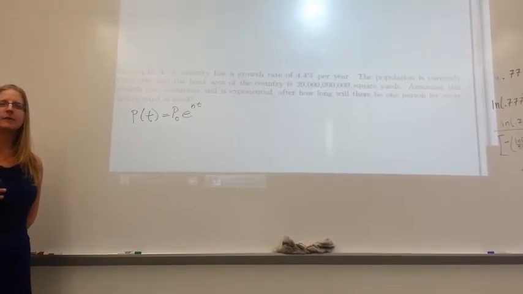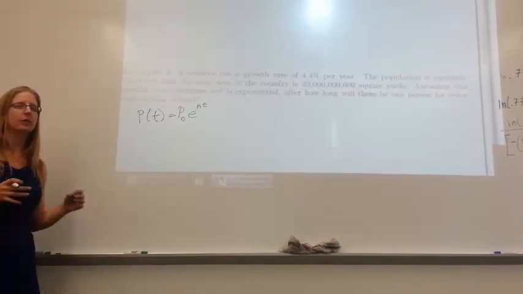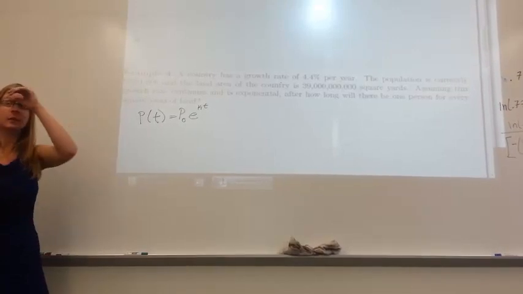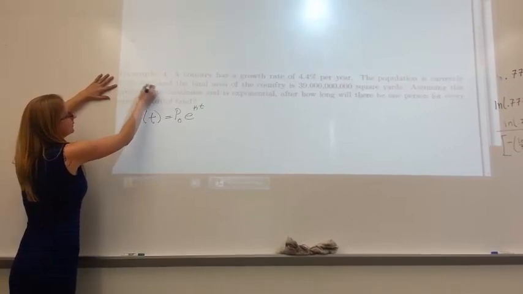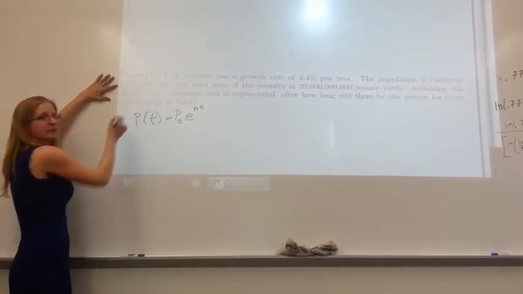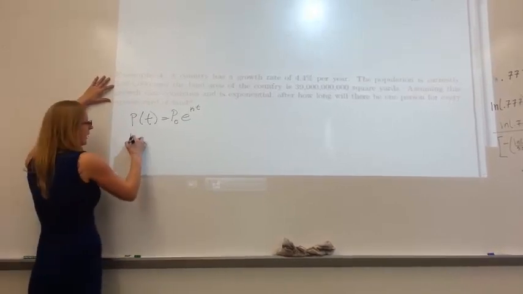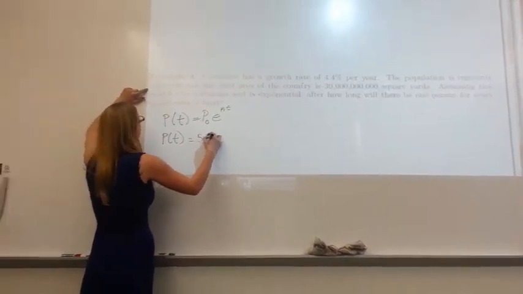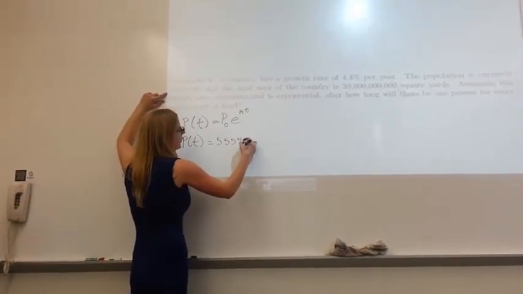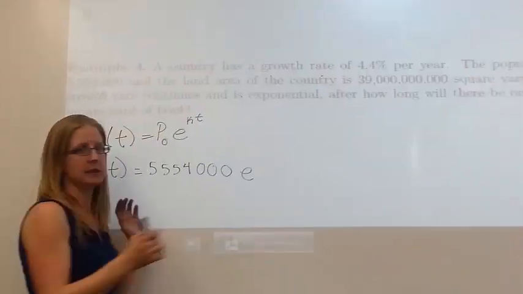Do I have some of those things that I already know? What do I know? The P naught. What is the P naught? 5,554,000. See how that's the initial right there? So I know that P of t equals P naught, which is 5,554,000, e to the kt, right?